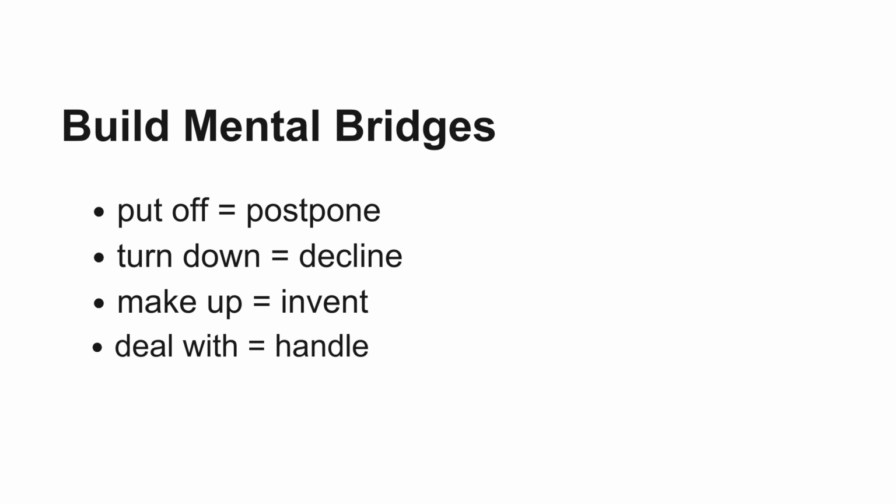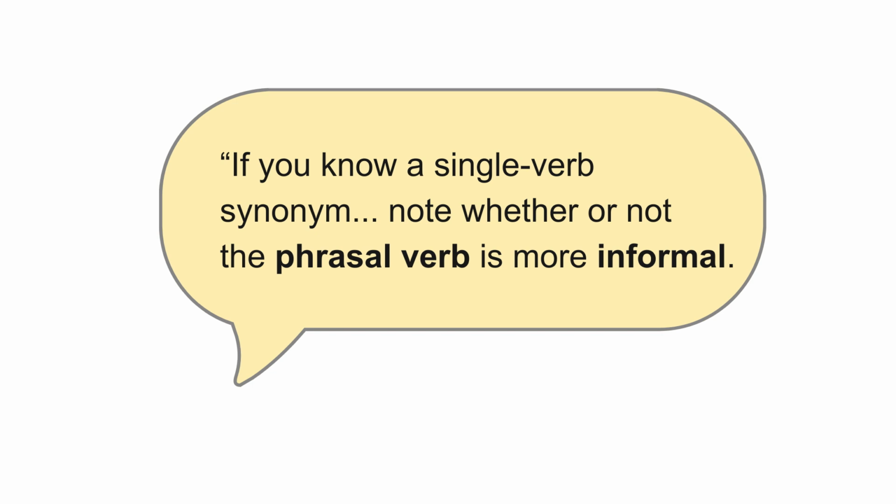See how that works? And now for the pro tip. As you're building that mental bridge, just add one more little piece of info. The context. Most of the time, phrasal verbs are way more informal and conversational. So yeah, postpone is perfect for a formal email to your boss, but put off is probably what you'd say to a friend. And there you have it, just like that.